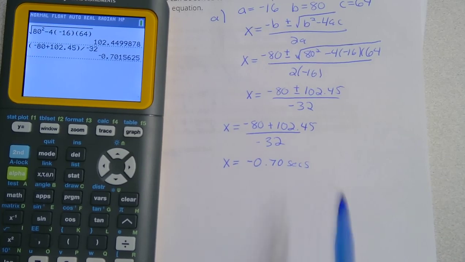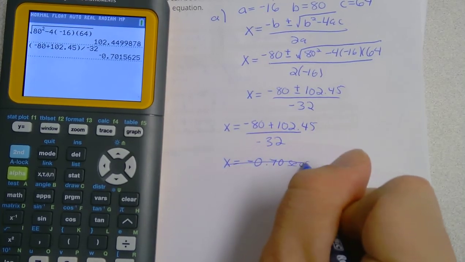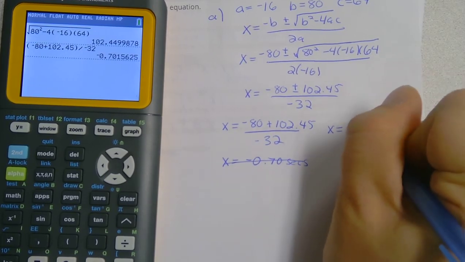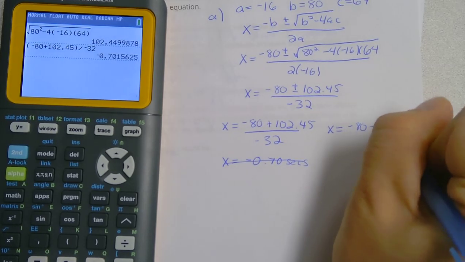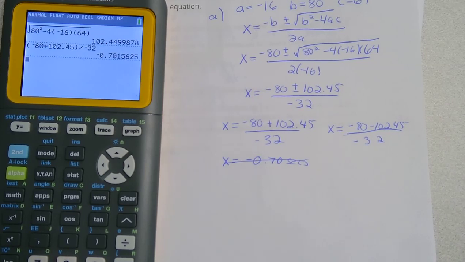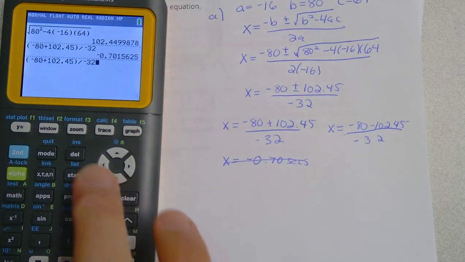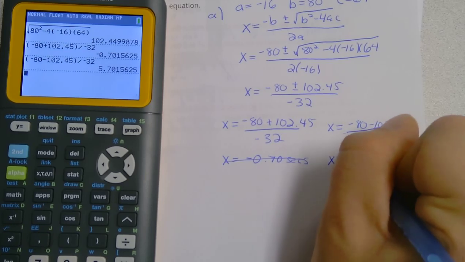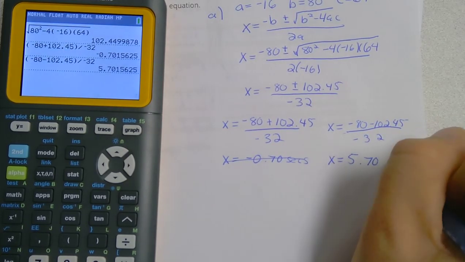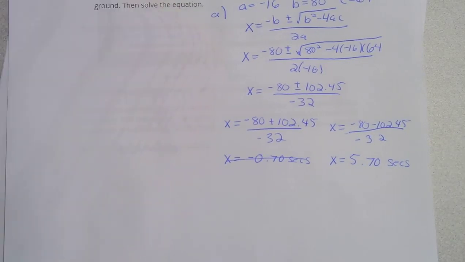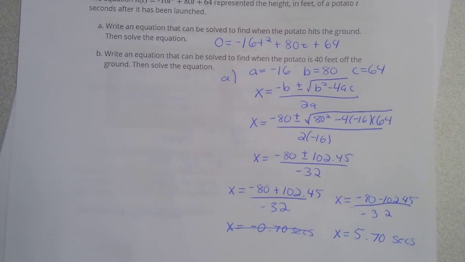And that actually doesn't make sense in terms of our problem because you can't go back in time. So we're going to calculate the other root. Go negative 80 minus 102.45 and then divide by negative 32. I'm just going to press second and then enter to redo this, change the plus here to a minus, and calculate that. And we have x equals 5.70 seconds. So that was for question A.